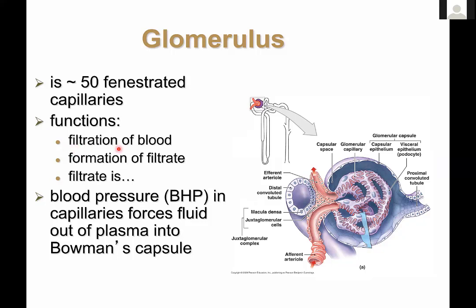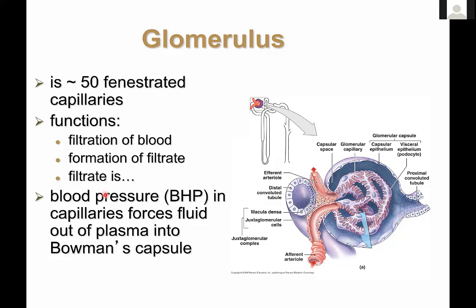So the function of this is to filter the blood. Large things like albumins, large plasma proteins, fibrinogen, cells, large things should be staying in. Small things and fluids, so plasma, dissolved ions, tiny dissolved nutrients, etc., are going to leak out into this capsular space and form the filtrate, which enters a series of tubes that modify the filtrate to create urine.